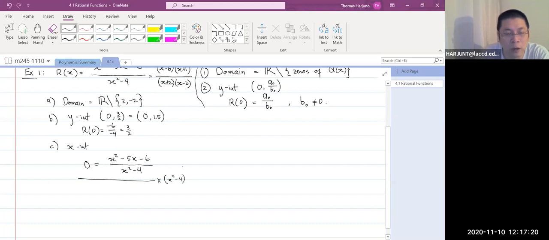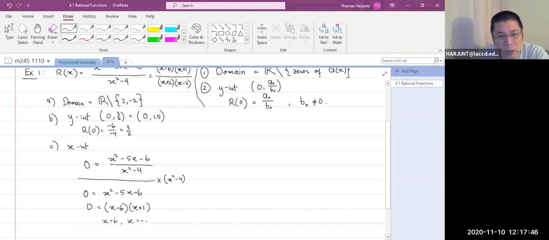Now, once you multiply by the LCD, I hope you realize one big piece of knowledge: a fraction equals 0 only if the numerator equals 0. Does it make sense? A fraction equals 0 only when the numerator equals 0. So let's solve this. x equals 6, x equals negative 1. So the x-intercepts are (6, 0) and (-1, 0).